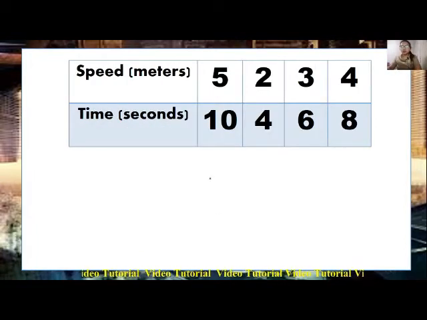Last example for the table of values, we have the speed in meters and time in seconds. We have 5, 2, 3, and 4. So as you can see, this one is inconsistent, not increasing, not decreasing. As well as on the time, we have 10, 4, 6, 8.